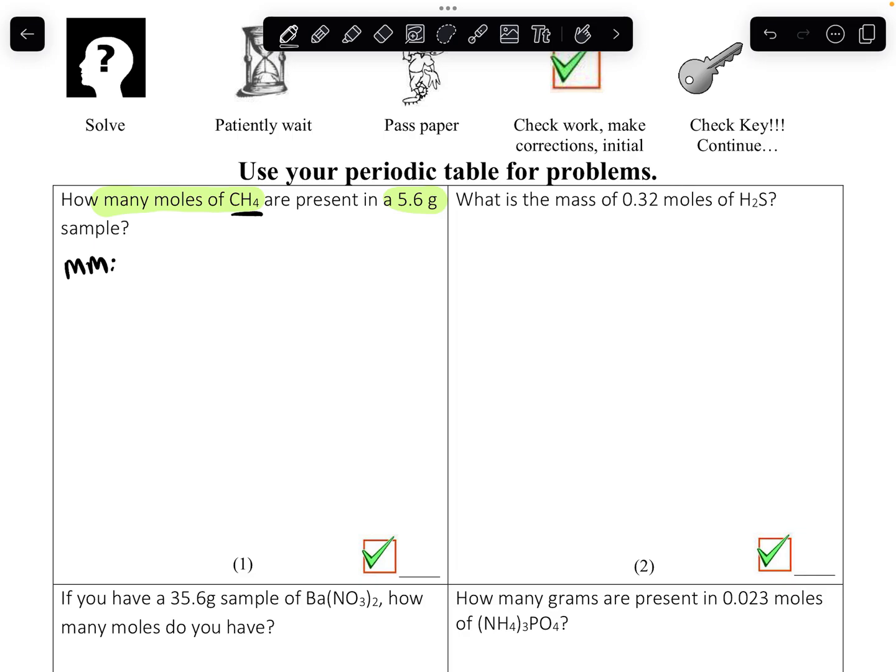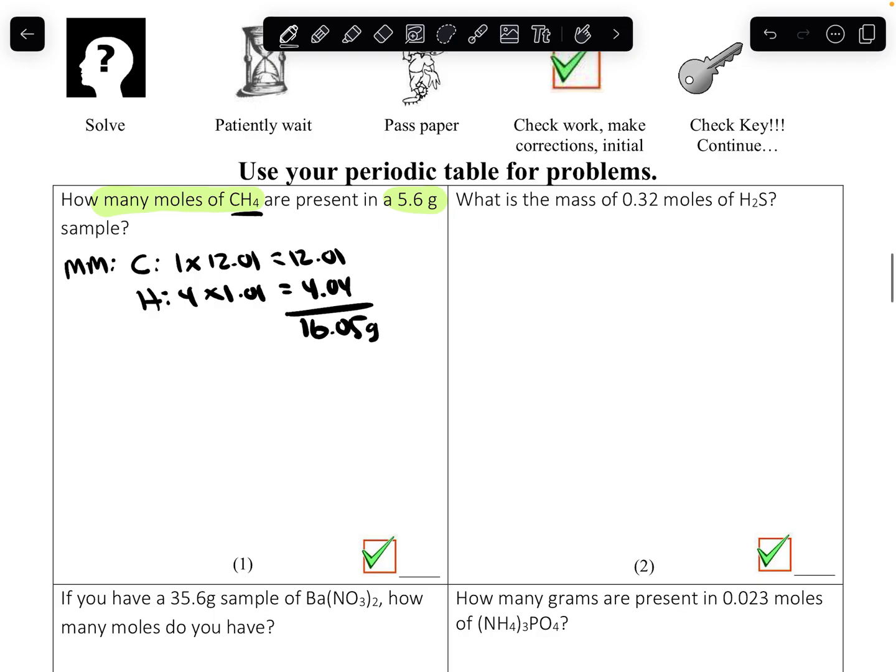So you would go to your periodic table, you'd look up C. There's one carbon, which is 12.01. So 1 times 12.01 is 12.01. Then you would do the hydrogen. There are 4 of them. Look on your table, hydrogen is 1.01. 4 times 1.01 is 4.04. You'd add it up, you would get 16.05 grams. That, folks, is our molar mass.